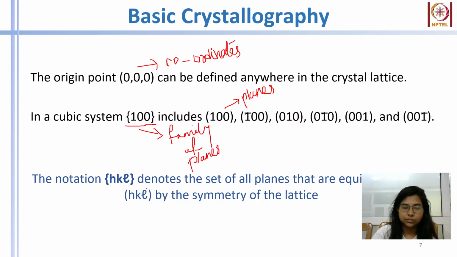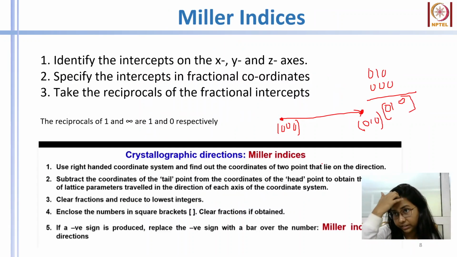Okay, so this is what is written here. The notation {HKL}, within curly brackets, denotes the set of all planes that are equivalent to HKL by the symmetry of the lattice. So this is the equivalent family of planes. Okay, so how to find out these planes and directions?